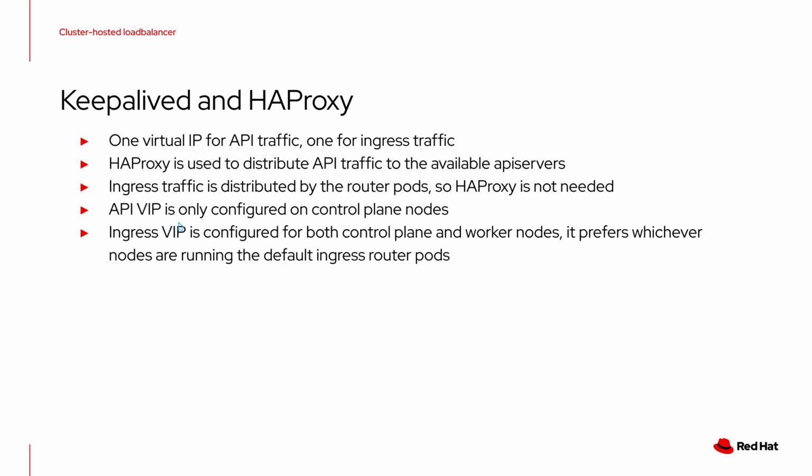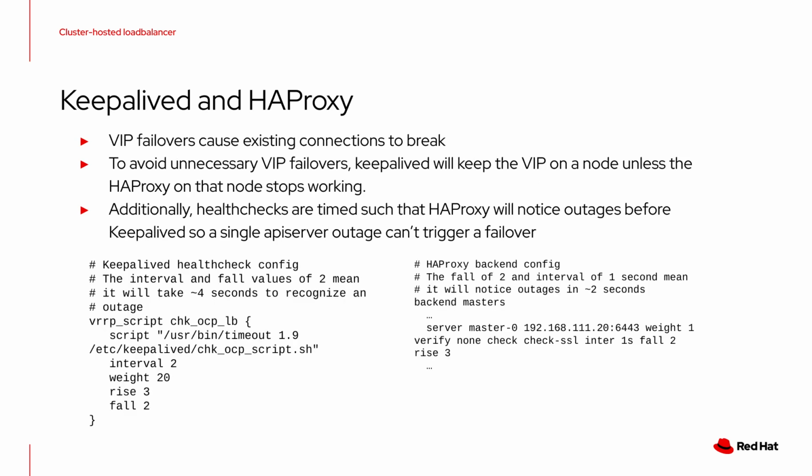The API VIP is only configured on control plane nodes because that's the only place that the API servers are running. And the ingress VIP can be configured to run on either control plane or workers. It's going to prefer whichever nodes are running the default ingress router pods. And we'll talk a little bit more about how that works later because there are some subtleties. But it can live in either place. It will usually live in one or the other because you wouldn't typically run that in both places.